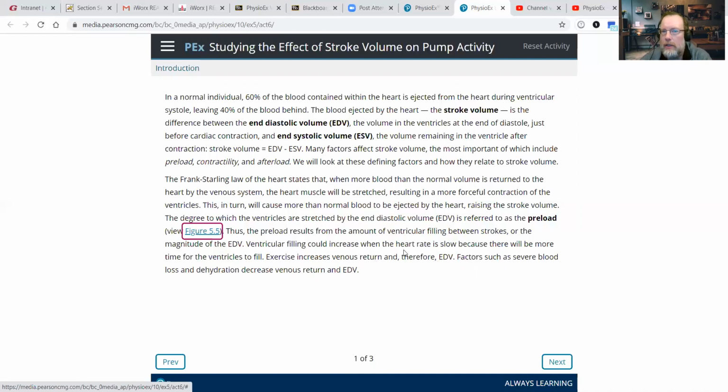All right, so ventricular filling could increase when the heart rate is slow. So, if we have a slow heart rate, there's more time for the ventricles to fill. Another way is just getting more blood sent back to the heart, more venous return. We see that during exercise. So therefore, we're going to see an increase in end diastolic volume and an increase in cardiac output or blood flow. Severe blood loss, so we aren't able to send as much blood to the heart. That's going to decrease preload, decrease end diastolic volume, decrease stroke volume.